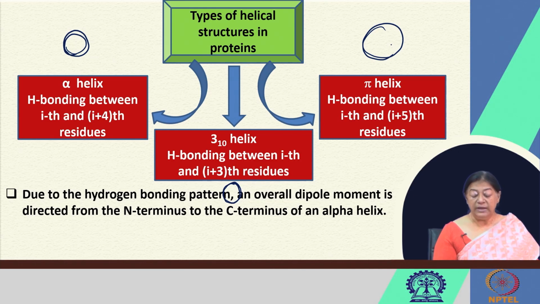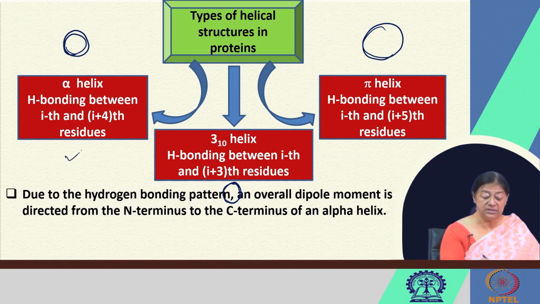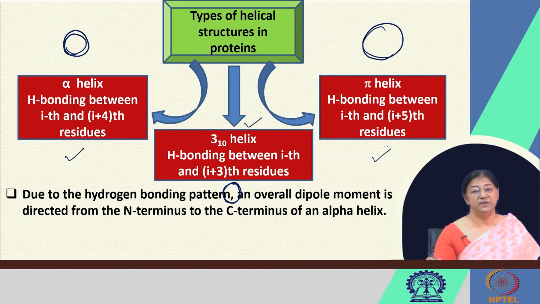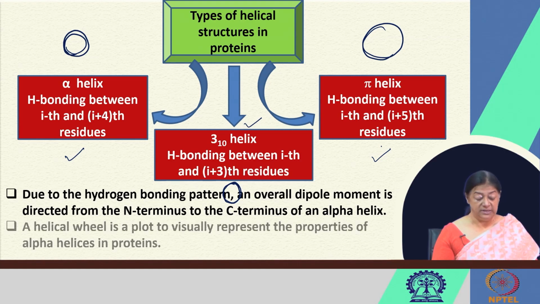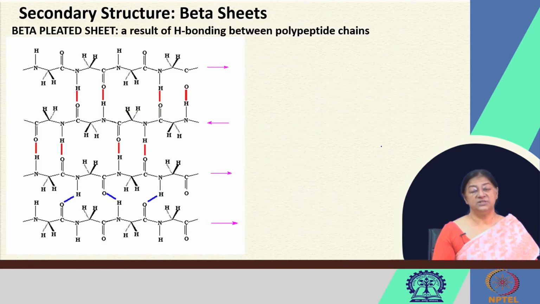Now, due to the hydrogen bonding pattern, there is also an overall dipole moment, because we know that there is a directionality to the hydrogen bond. The hydrogen bond, as we learnt, is formed between the C double bond O and the NH, the C double bond O of the ith residue to the NH of the I plus 4th, in this case I plus 3 or I plus 5, and that is how we have the hydrogen bonding pattern in the specific helices. Now, what we can do is we can plot what is called a helical wheel to visually represent the alpha helix, which we will see in a moment after our discussion on beta sheets.